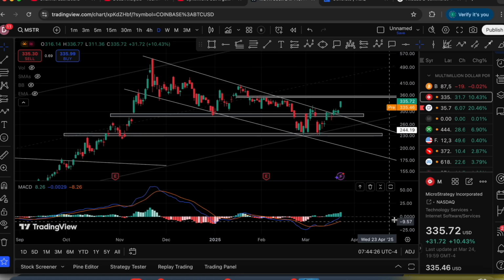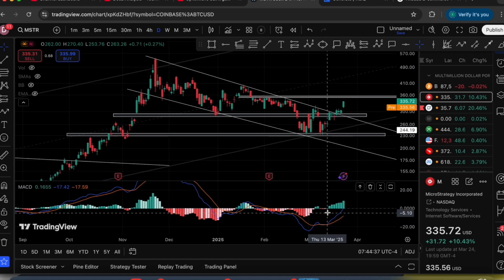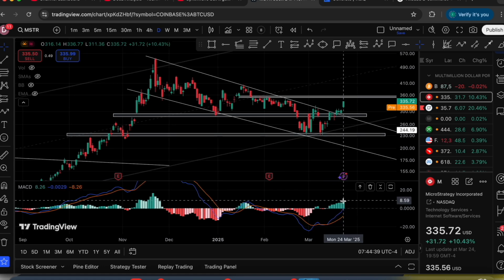The MACD on the daily is perfect. We're about to push into bullish territory, or we actually just cracked into it, I think. I don't know, it's too close to tell, but it's looking amazing. We're starting to get green candles. They're starting to push up a little bit higher.